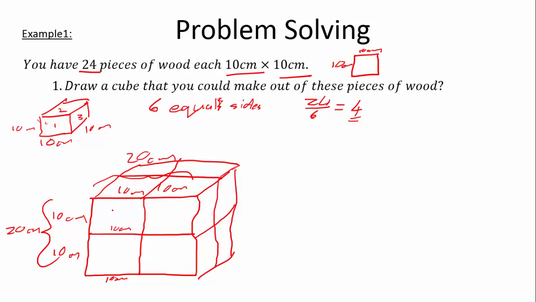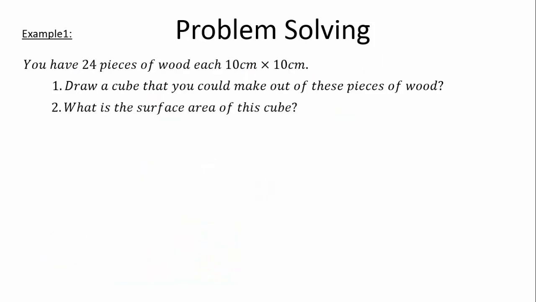How many squares are there? There's 1, 2, 3, 4, 5, 6, 7, 8, 9, 10, 11, 12, and we know that there's going to be 12 on the other side, so that's 24. That's great. That is our cube that we've drawn. What is the surface area of this cube?